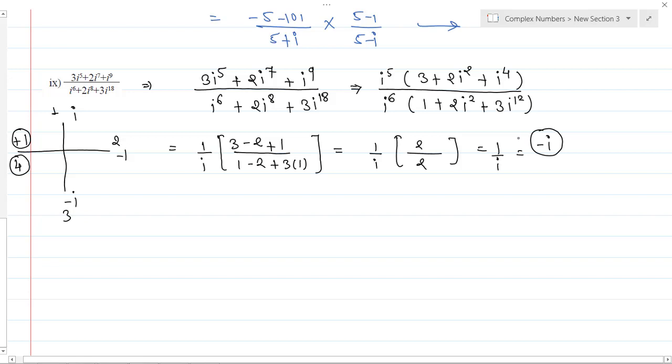To move i from the denominator to the numerator, you have to give a negative sign to i, because I don't want a complex number in the denominator. So what we can do? We can multiply by its complex conjugate. This is nothing but minus i. So this becomes the square of minus i. Minus i square is nothing but positive 1. Did you get it? Right. Yes.